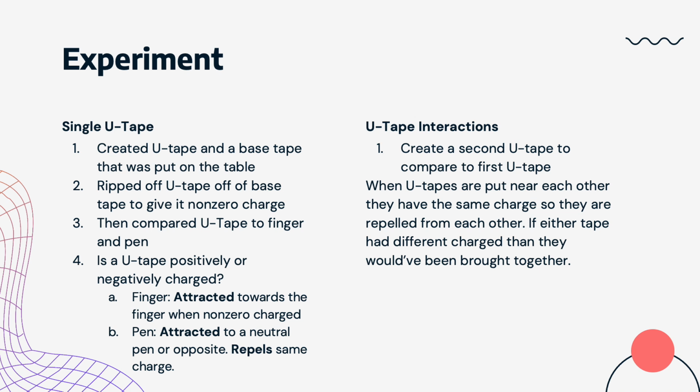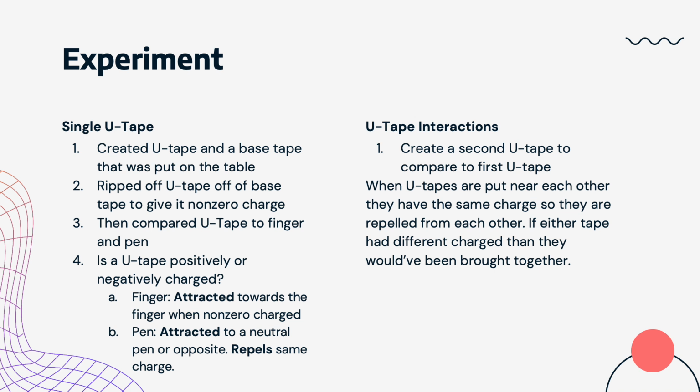So we were looking at whether the U-tape is positively or negatively charged and how it was attracted. First, when we compared it to the finger, we realized it was attracted towards the finger when it was non-zero charged. However, when we put it near a pen, it was attracted to a neutral pen or an oppositely charged pen. However, when the pen was the same charge, it was repelled.